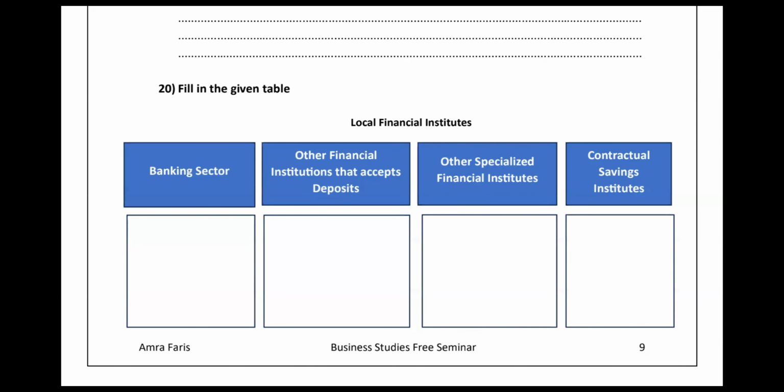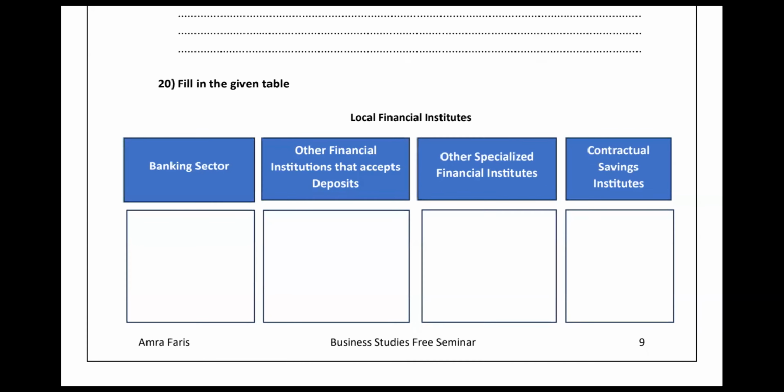Right. Now you have to fill in the given table. What are the things which come under the banking sector? Only 3 things come. Wait, I will even say it, since chat is disabled. The first thing is the Central Bank of Sri Lanka. CBSL comes under the banking sector.